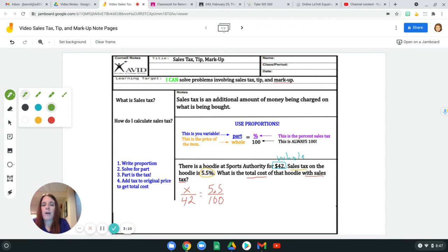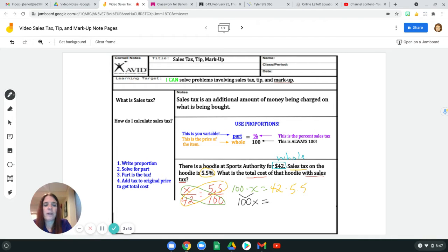Now we're going to do that cross multiplication. Numerator times opposite denominator. 100 times x is equal to numerator times opposite denominator: 42 times 5 5/10. Now we do the multiplication. 100 times x is 100x. 42 times 5 5/10, you can do side math or you can get your calculator. I already have it done: 231.